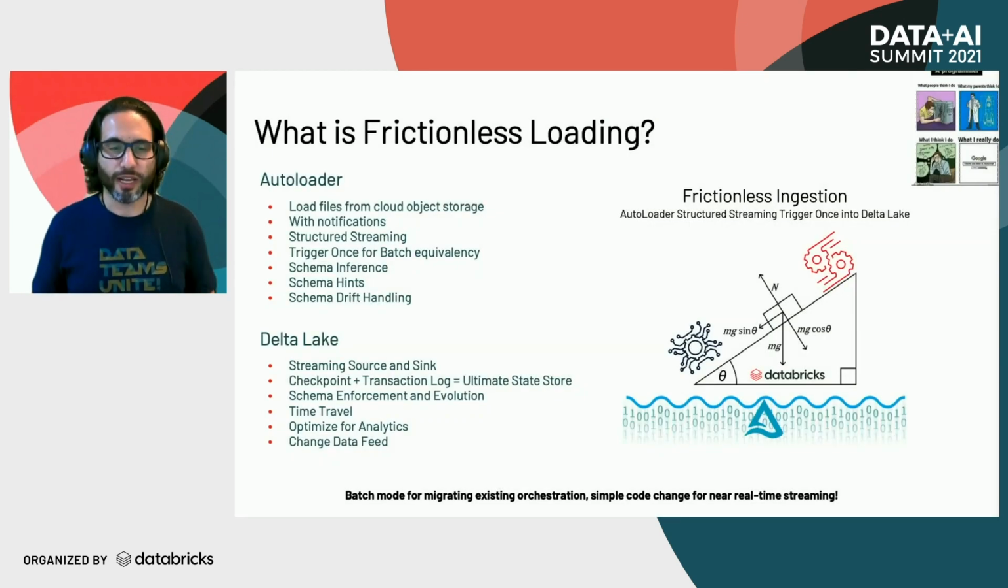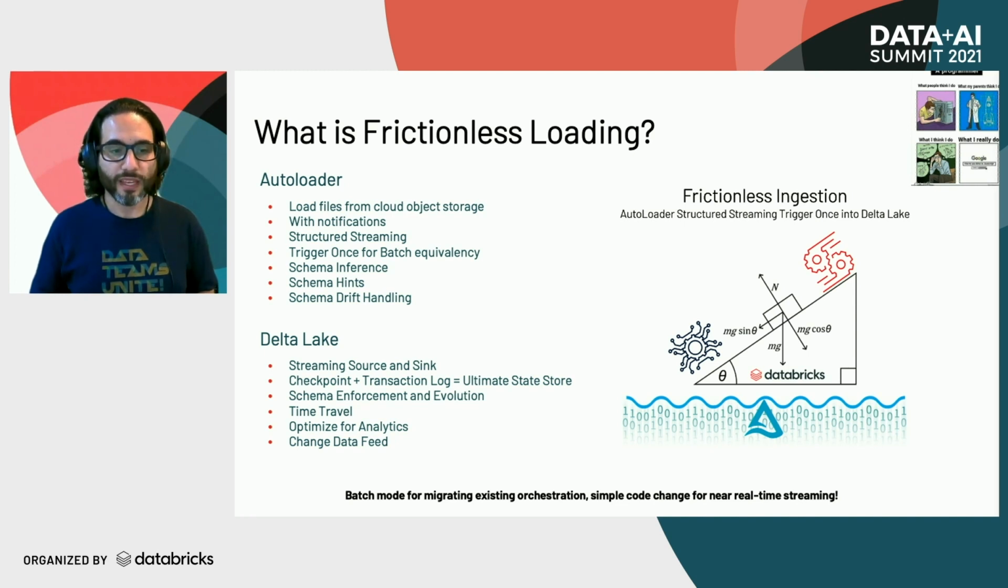What is frictionless loading? It's a concept that includes two major components of the Databricks Lakehouse architecture pattern. The first one is Auto Loader. This allows us to load files from Cloud Object Store with a thing that we call notifications. Essentially, you can put a notification service on top of a directory, and it'll create a notification for any new files added, and then we store those in a queue service on the cloud provider.